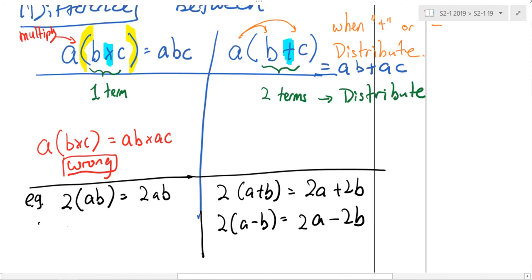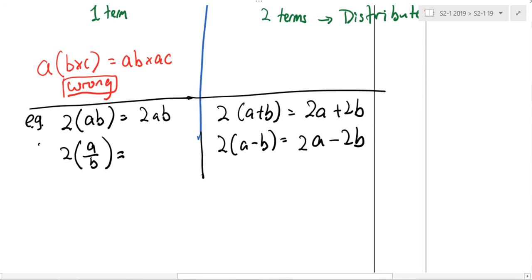Let's try again. 2A over B. This one. Is it 2A over 2B, or is it just 2A over B? 2A over B. Does that make sense to you? Do you distribute top and bottom? No. Why? Because A over B is how many terms? 1 term. This is just 1 term.